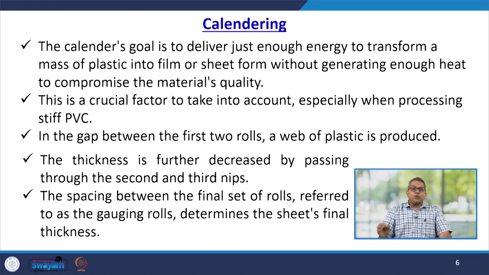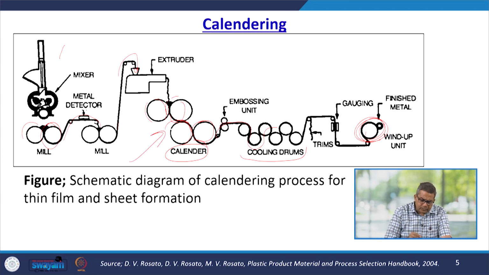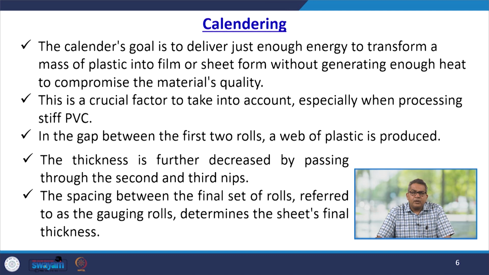Now, the calendar's goal is to deliver just enough energy to transform a mass of plastic into film or sheet form without generating enough heat to compromise the material's quality. So, here you see that this is not a very energy extensive process. The only thing is that you have to give a proper melting to the material in the extruder. Rest other things are very simple. Now, it is a crucial factor which needs to be taken into account, especially when processing stiff PVC.